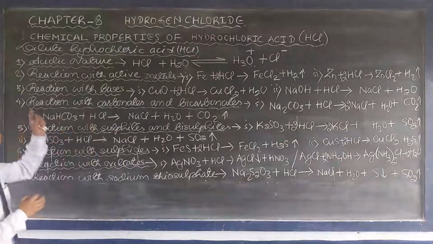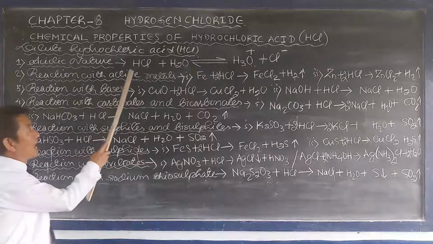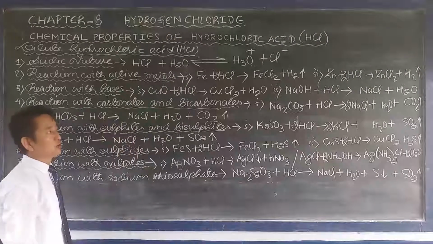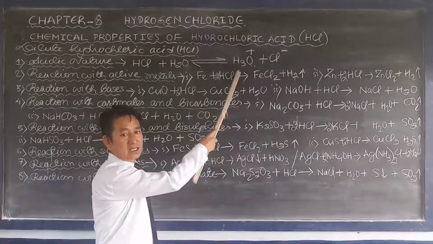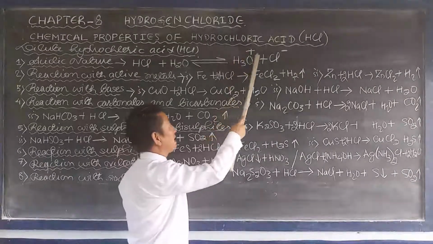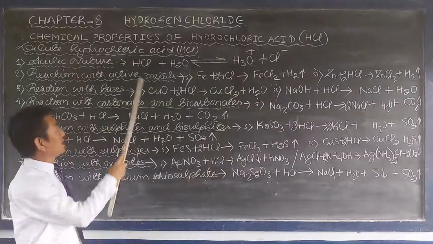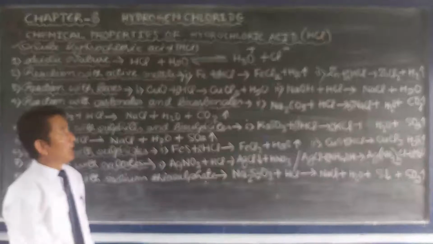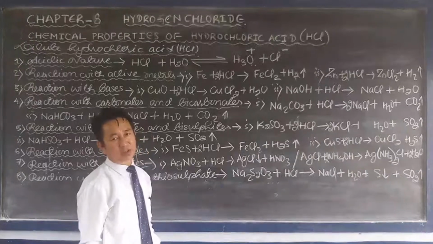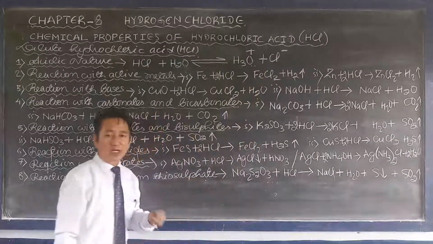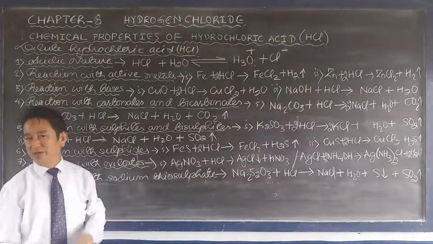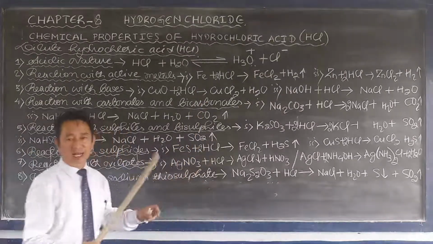As you can see here, acidic nature of hydrochloric acid. When hydrochloric acid dissolves in water, it ionizes to form hydronium ions, H3O+, as the only positively charged ion. These hydronium ions are responsible for the acidic properties of hydrochloric acid, for the color changes of the indicator, and for it being a good conductor of electricity, so it acts as an electrolyte.